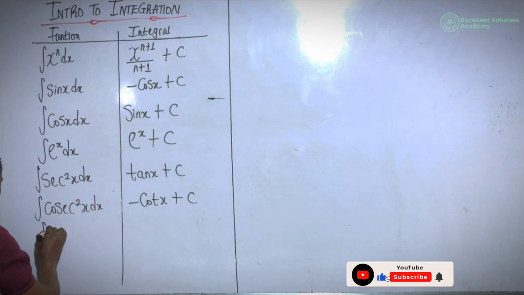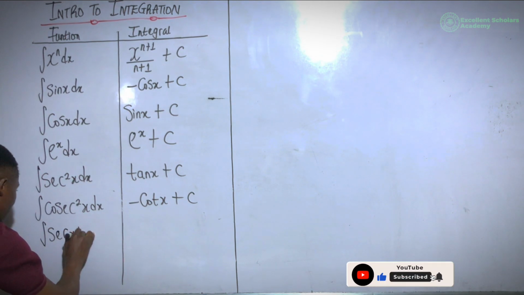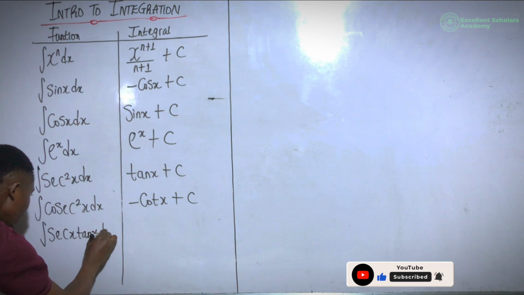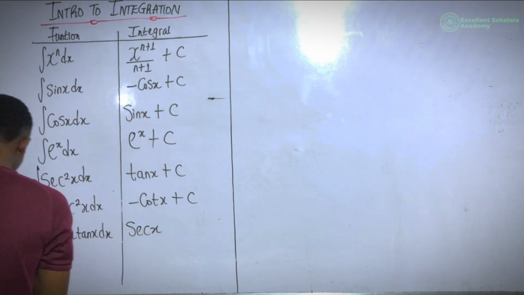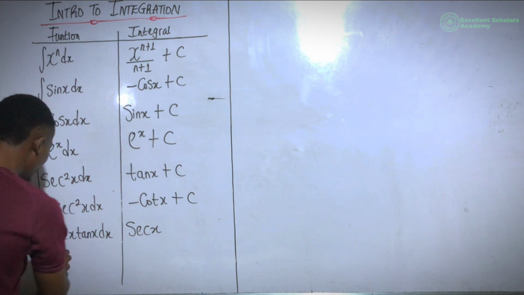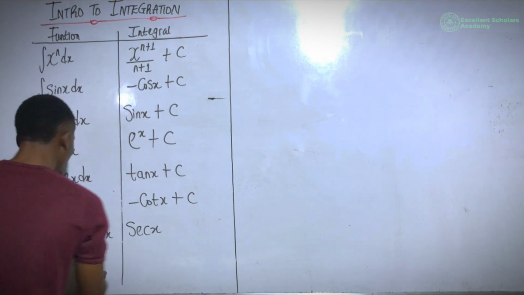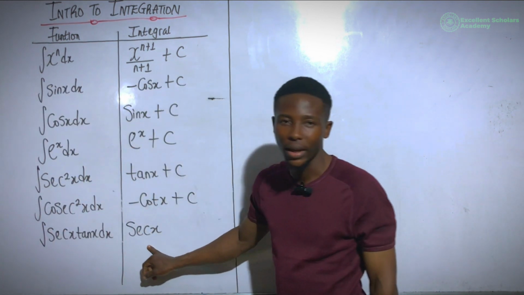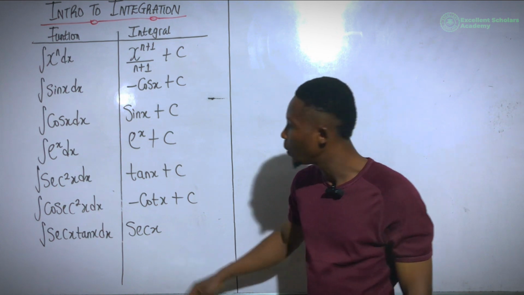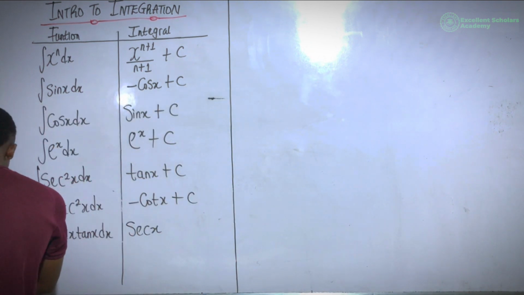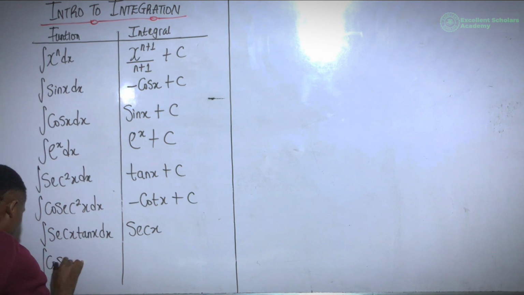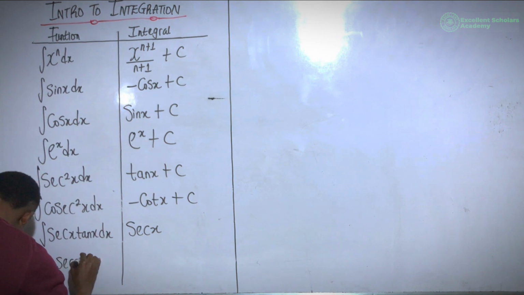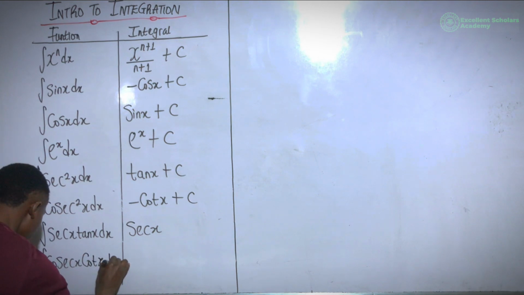If you integrate sec x tan x with respect to dx, you are going to have sec x. Okay, now the next one we're going to look at now will be integral of cosec x cot x, now with respect to dx.